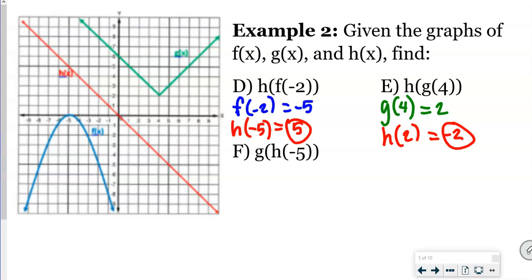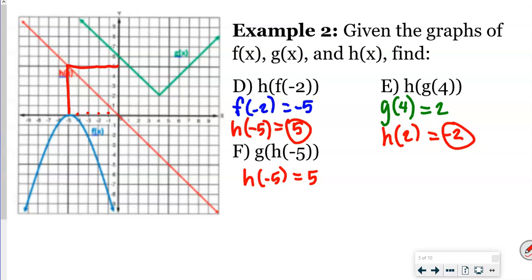All right, let's do the next one. So then we've got an h of negative 5. So again, our h graph is red, so we're going to do our h of negative 5. So I'm counting 1, 2, 3, 4, 5. And then we're going up to our h graph right there and then over to here. So that's 5, right?